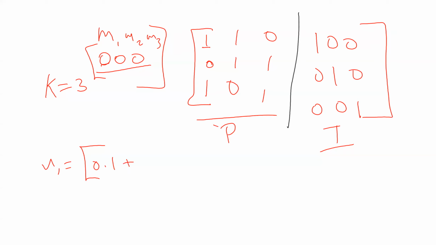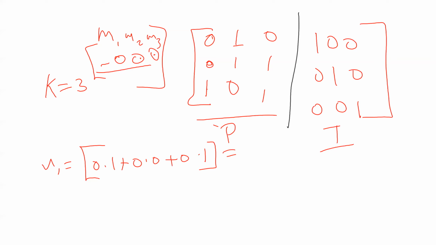0 times 1 plus 0 times 0 plus 0 times 0, plus 0 times 1. And that is equal to?